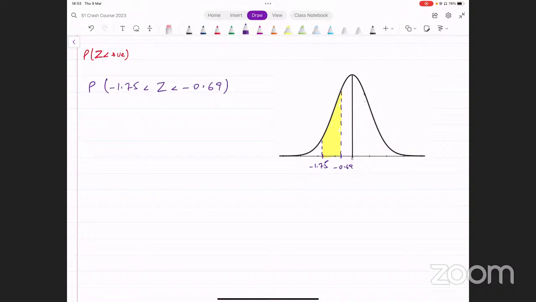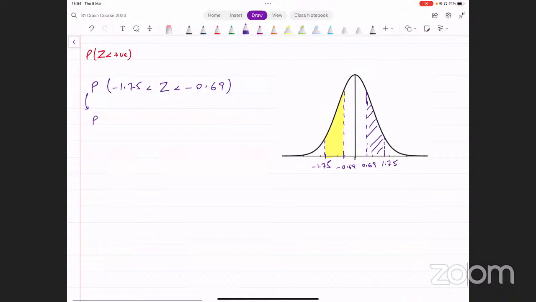If we had positive 0.69 here and positive 1.75, this region would be the same as the yellow shaded region because of the symmetry of the curve. So the area that you have on the right side here is the same as the area in the yellow shaded part here. So you could convert this probability to something like this. You could say that's the same thing as saying probability of z being between 0.69 and 1.75. This is the same probability.